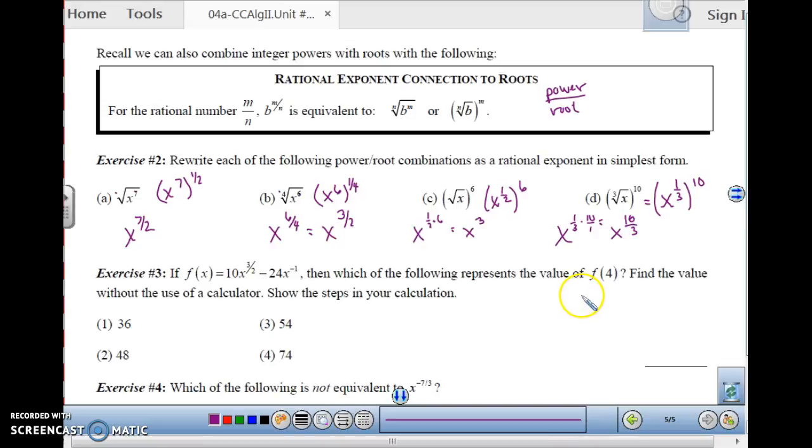So we can leave them just like that. It doesn't matter if you do the power first and then the root, or the root first and then the power. You get the same answer. All right, but it's still power over root.